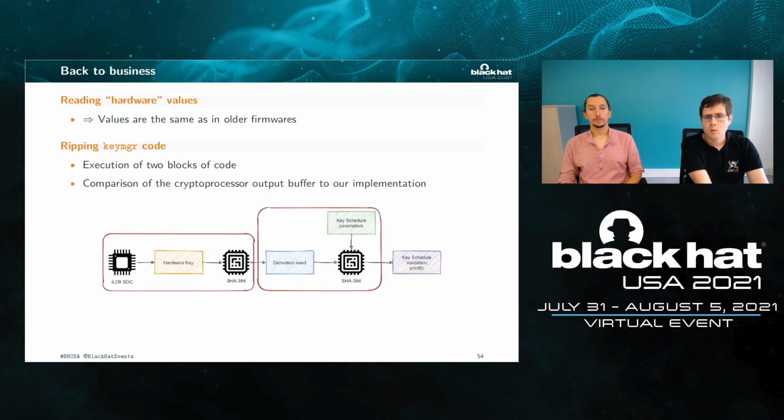So what we did next was directly ripping code from key manager. We split the code in 2 blocks, and we executed it through the vulnerability, and finally we dumped the cryptoprocessor output buffer to compare the values with our implementation. And the values were exactly the same.